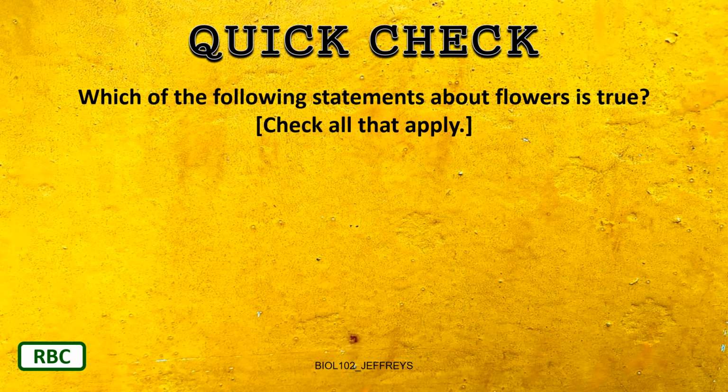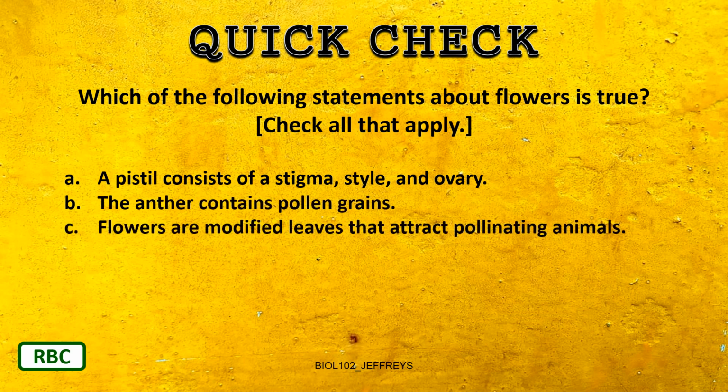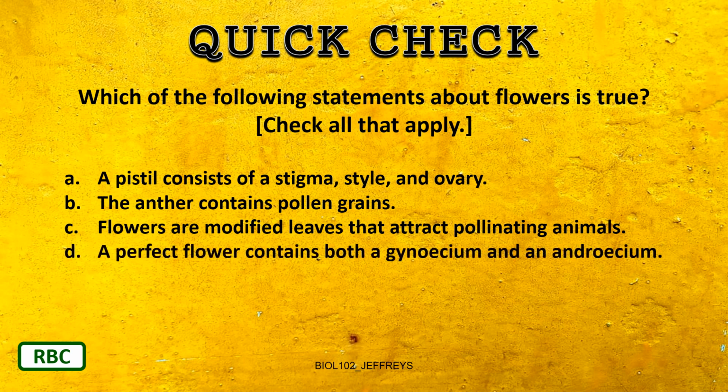Quick check. Which of the following statements about flowers is true? Check all that apply. Your choices are: a pistil contains a stigma, style, and ovary. The anther contains pollen grains. Flowers are modified leaves that attract pollinating animals. And a perfect flower contains both a gynoecium and an androecium.